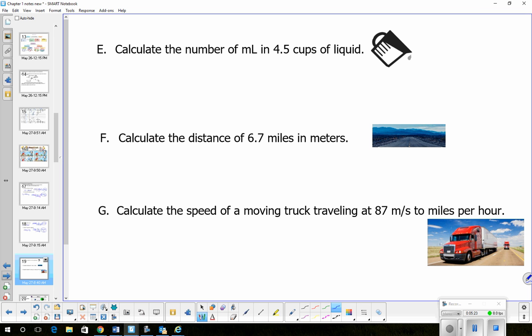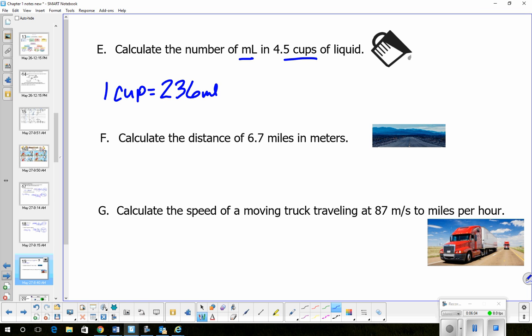You'll get them again. On the back of that, this is why I passed it out right now, on the back there is conversion factors. And we're going to be using that conversion factor right now. Calculate the number of milliliters in 4.5 cups. So what's the conversion factor I need? Cups to milliliters. So 1 cup is 236 milliliters. Everybody agree that? Did everybody find that? You see it under volume?